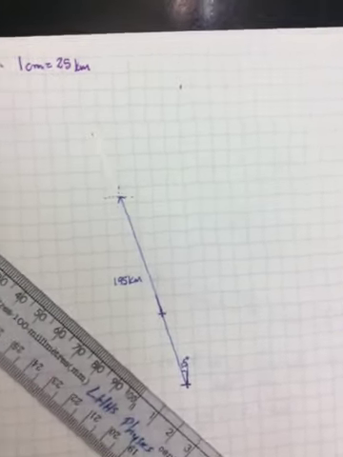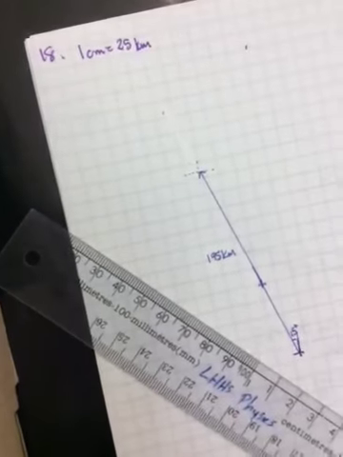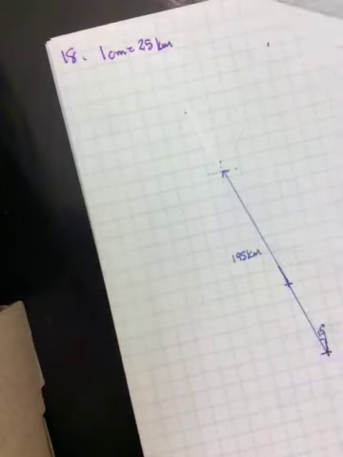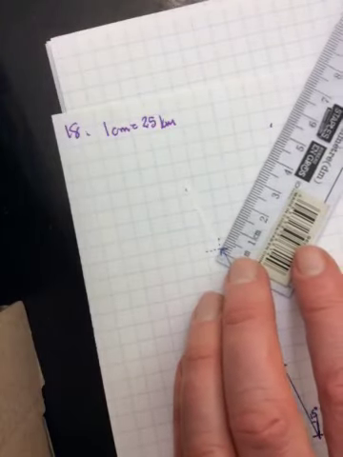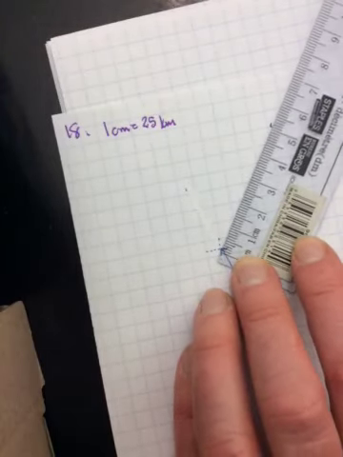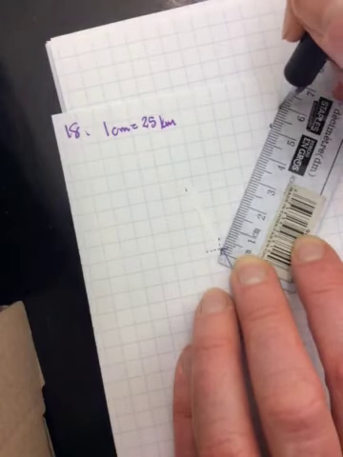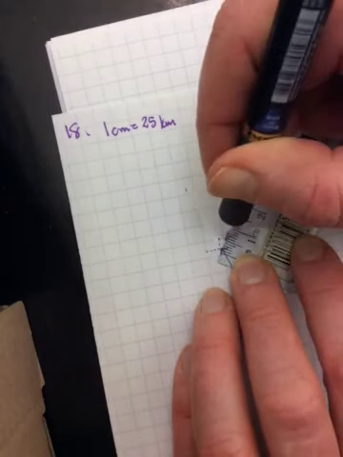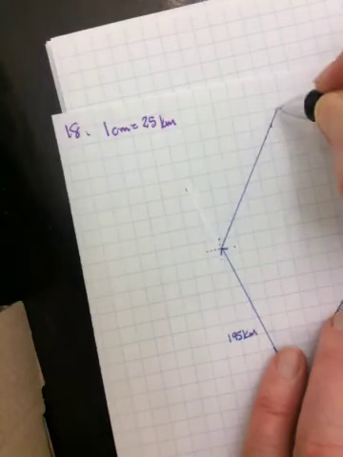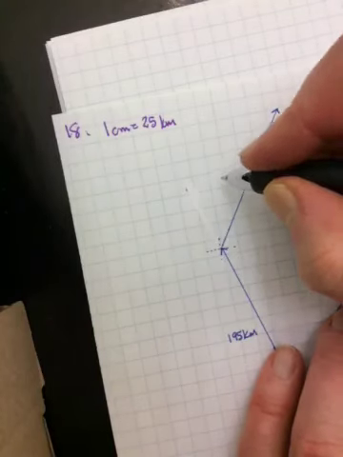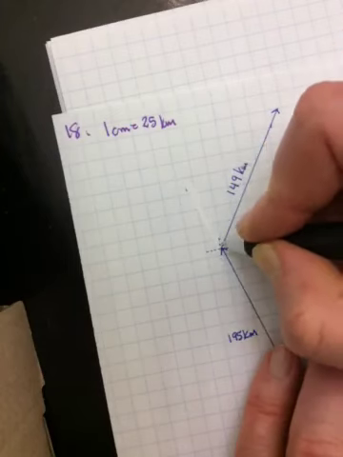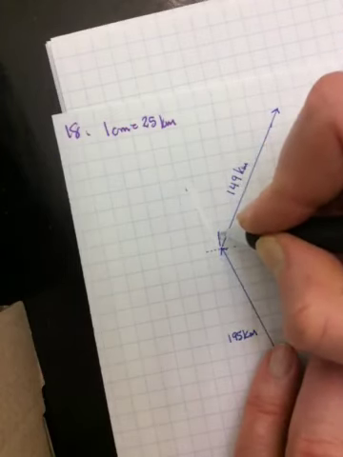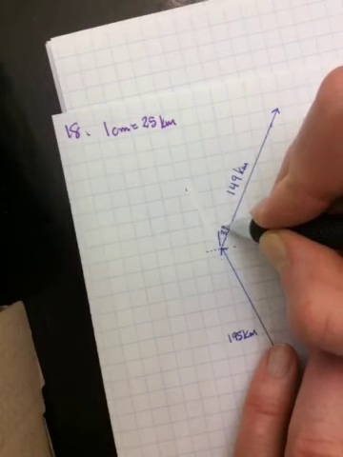It's 5.96 centimeters. So balance the iPad. And this is going to be 5.96, which is pretty close to 6 centimeters. Happy to report it's not going to go off the page this time. Okay, put my arrowhead on. Label this one 149 kilometers. And the angle in here is the 33 degrees.